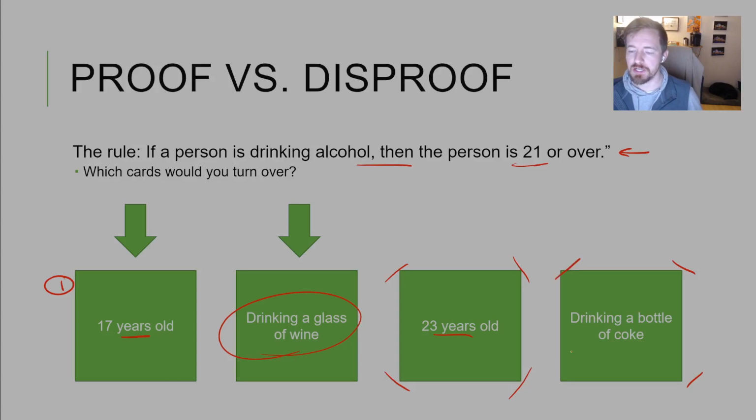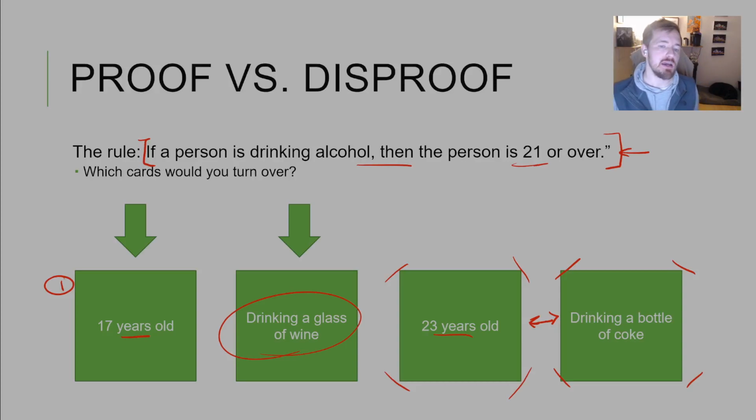What about this one over here? Drinking a bottle of Coke. So, if this person's drinking a bottle of Coke, if I flip this over and they're 37, does that disprove this hypothesis? It doesn't either, right? Because I don't specify that in order for someone to be drinking alcohol, if someone is over 21, then they are drinking alcohol. If that were the case, then flipping these two over would be helpful. But that is not what the question is. That's not what the hypothesis is, right?